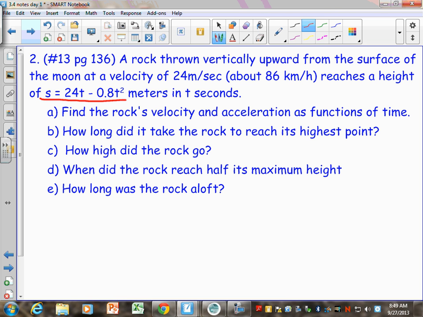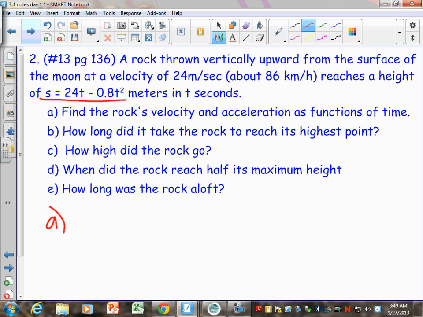So what does that mean to do if we've got to find the velocity and acceleration function? Find the derivative, and then find the derivative again. Yes, because velocity is the first derivative, acceleration is the second derivative. So you've got to know that in order to know what to do for part A.